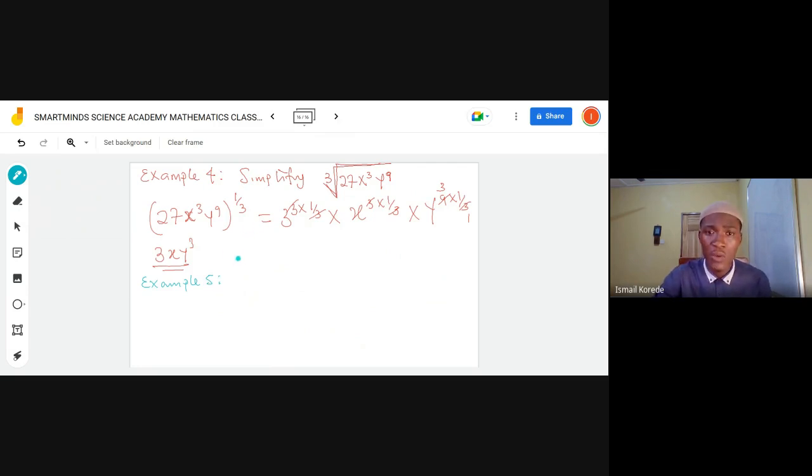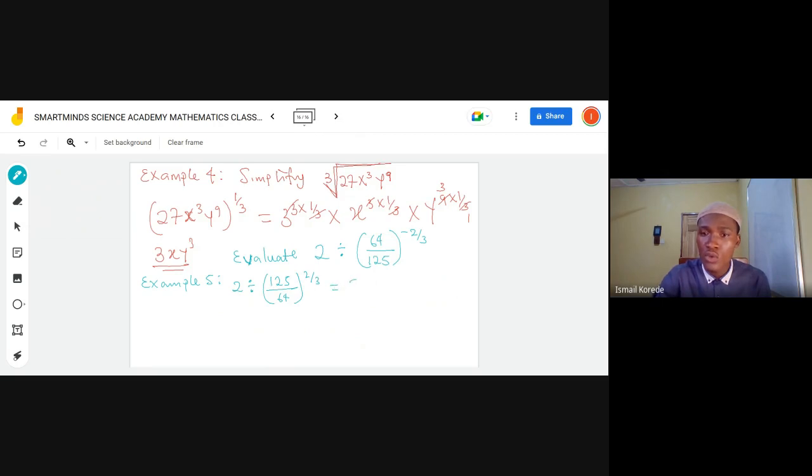I have, evaluate, 2 divided by 64 over 125 raised to the power of negative 2 over 3. So the first thing is to remove this negative sign. How do you remove the negative sign? Because this is a fraction, you just flip it. So 125 becomes the numerator and 64 the denominator, you just change the position. So I'm going to have 2 divided by 125 over 64 raised to the power of 2 over 3.